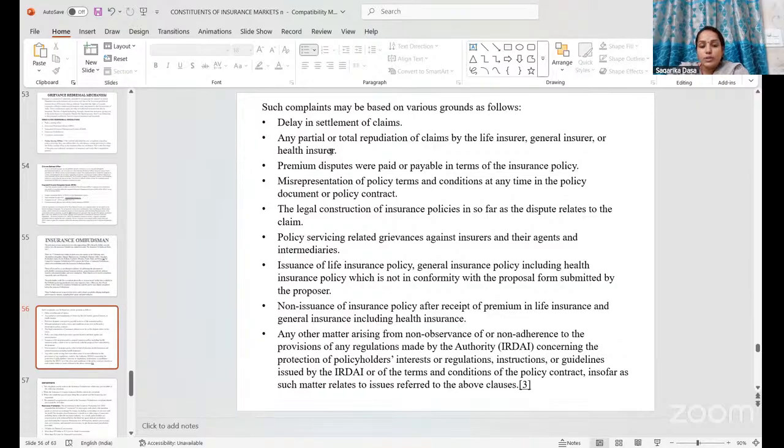Issuance of a life insurance policy, general insurance policy, including a health insurance policy, which is not in conformity with the proposal form submitted by the proposer. If any terms and conditions specified by the insurance companies, whether life, general, or health insurance, are not in conformity with the proposal submitted, or are not as per the rules and regulations, then they can raise a complaint on this with the ombudsman.